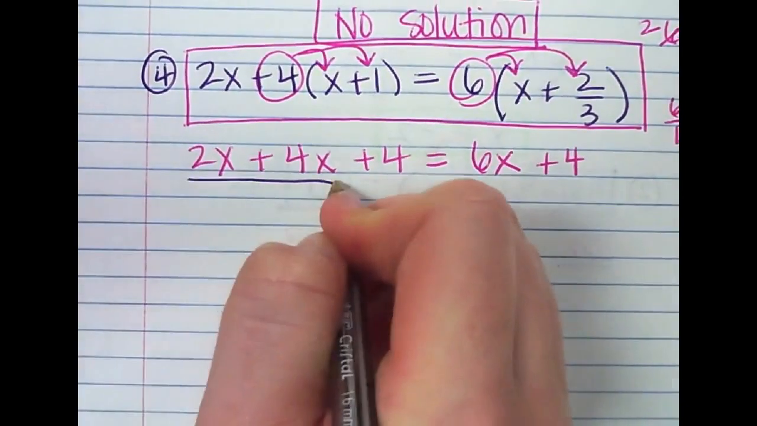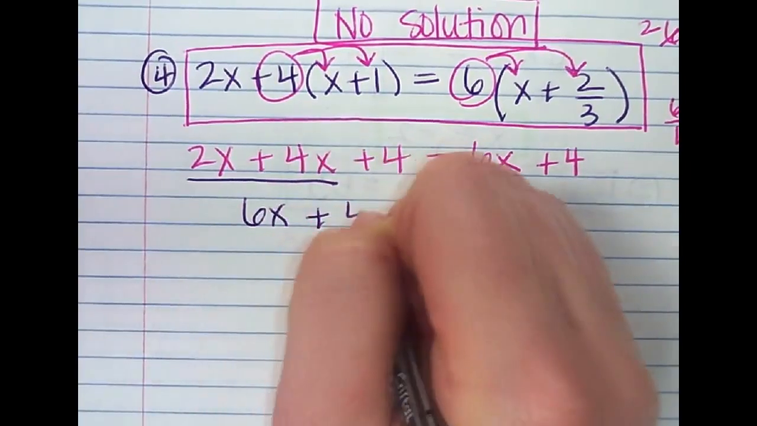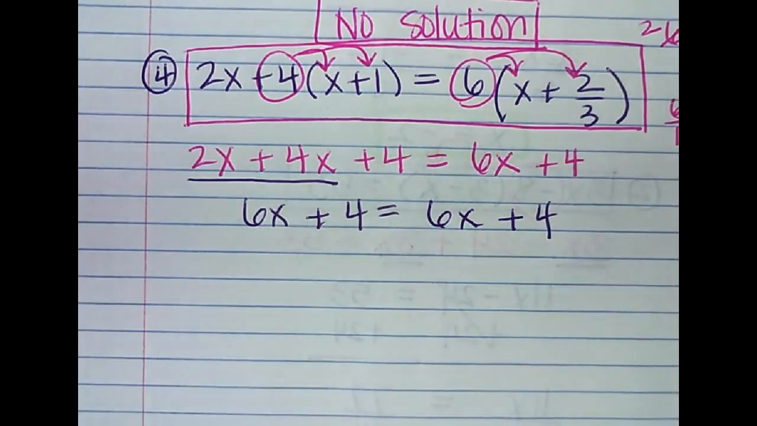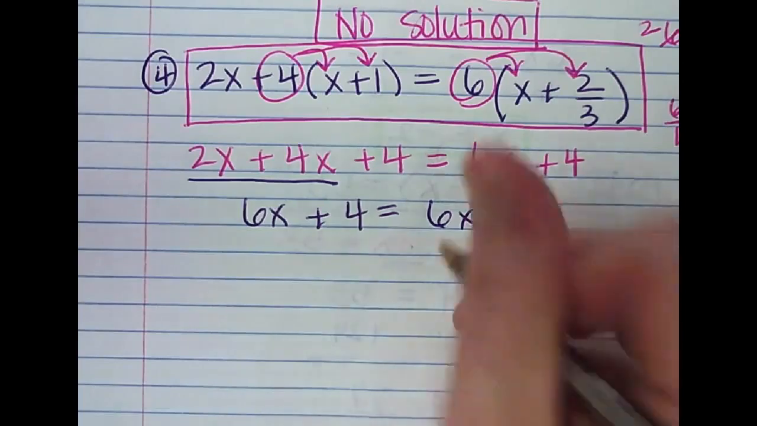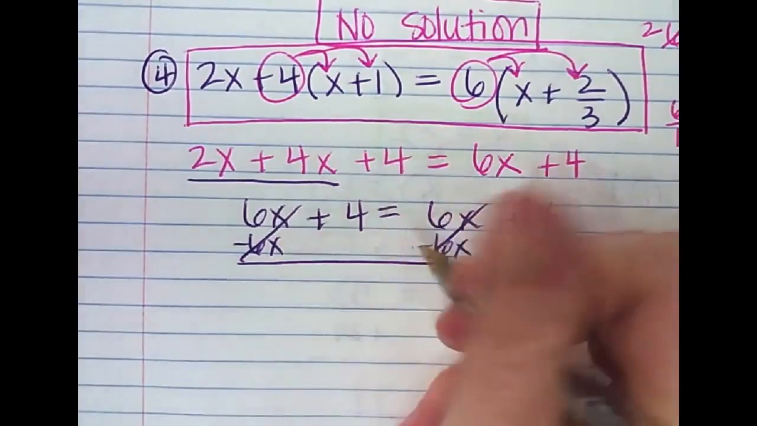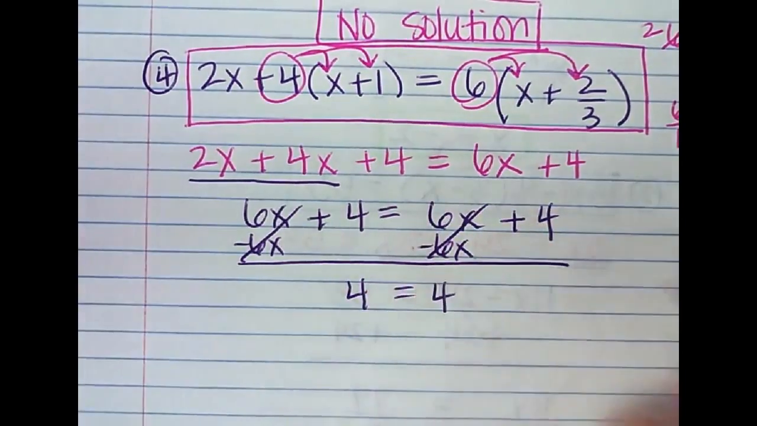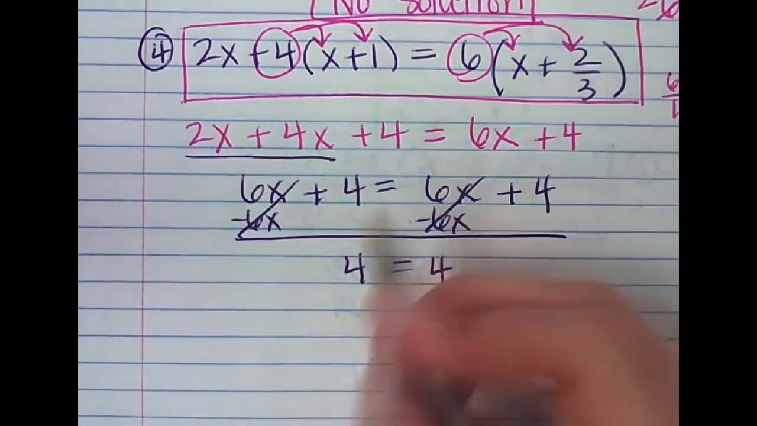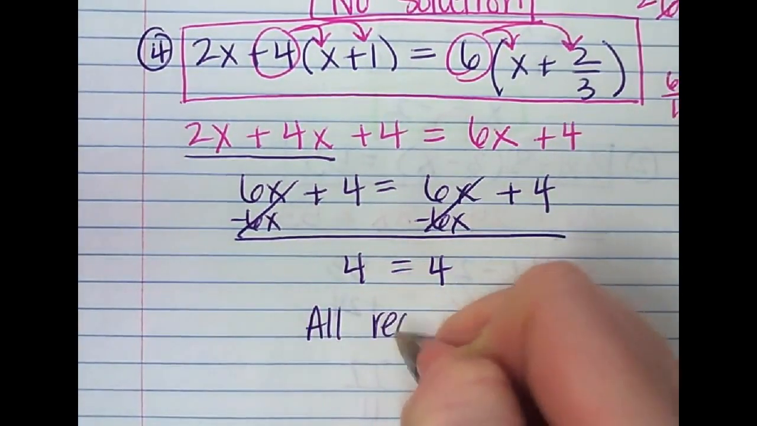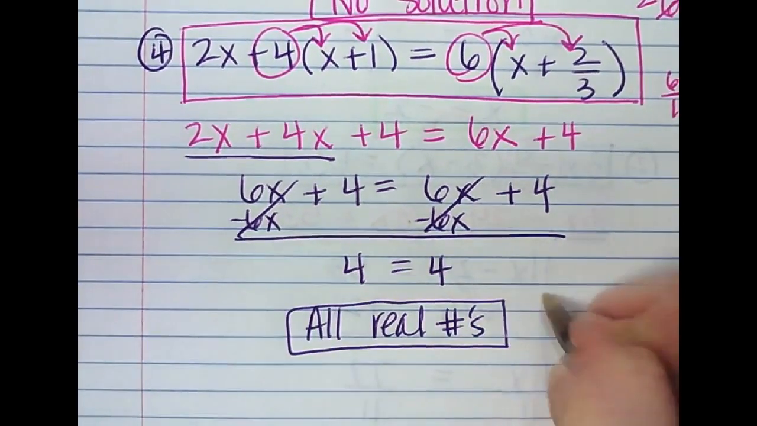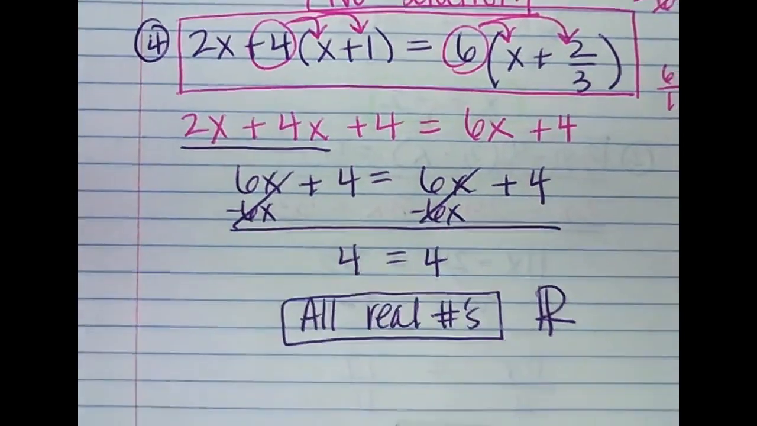Okay, combine like terms, so 6x plus 4 equals 6x plus 4. What do you notice? Yeah, it's exactly the same. If you wanted to keep going, you could. If you wanted to subtract the 6x, that's gone. 4 equals 4. So is this true or false? True. So what's our answer? Perfect. All real numbers. Or you could put the R, capital R with the extra line. I will accept either.